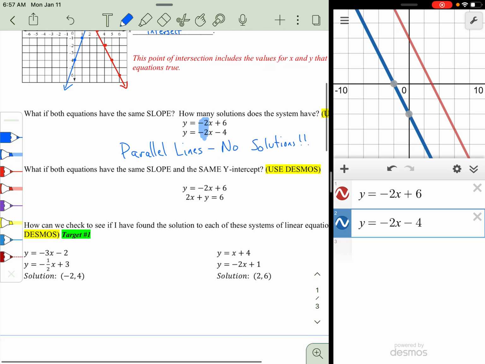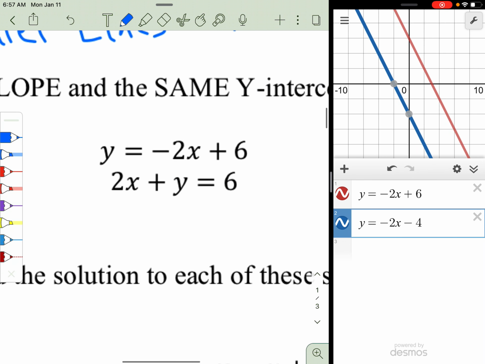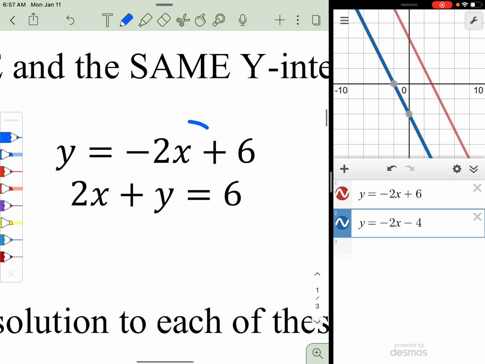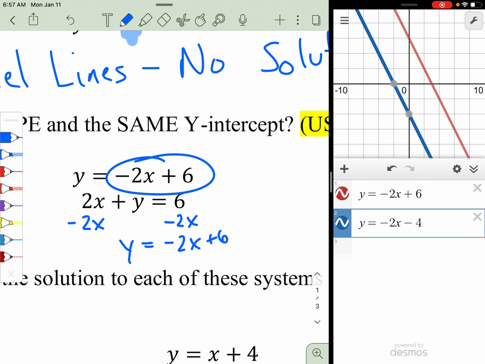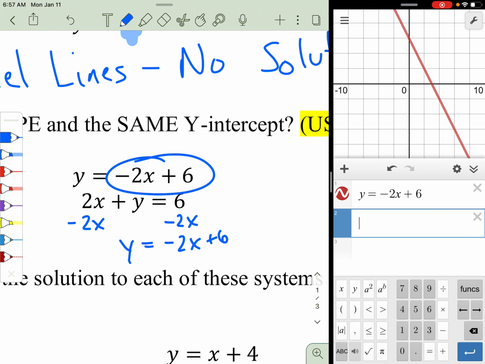What if they have the same slope and the same y-intercept? So if you take a look at this one, it says y equals negative 2x plus 6. And even though this one's written differently, if we subtract 2x over, it's actually the exact same equation. Now, let's just say that we plug it in anyways, as it was. So we would have 2x plus y equals 6.